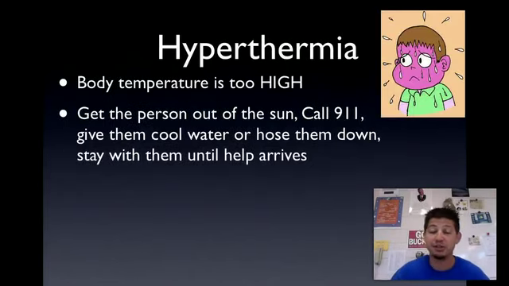Hyperthermia is when the body temperature is too high. It's usually seen in the summertime, especially when we have the 100-degree days out there. So you get the person out of the sun, get them in some shade, call 911, give them some cool water, hose them down, get a sprinkler on this person, get a hose, spray them down, and stay with them until help arrives. Take a look at that picture. People with hyperthermia might also have nausea and vomiting because their body temperature is too high.